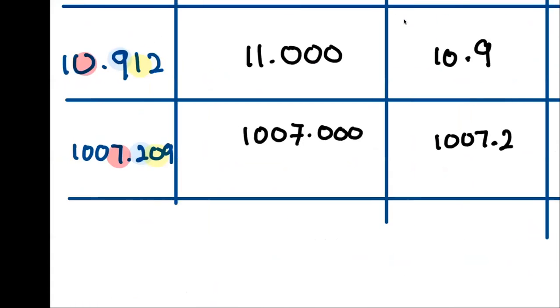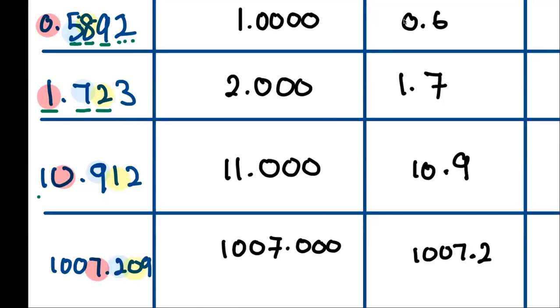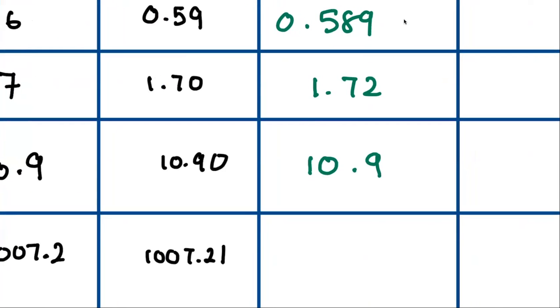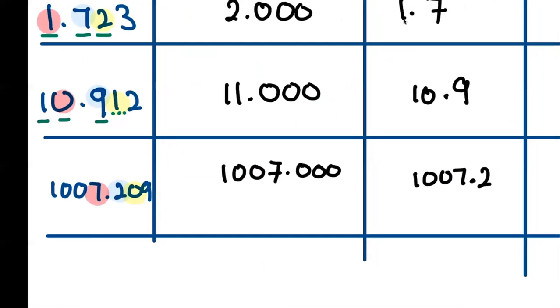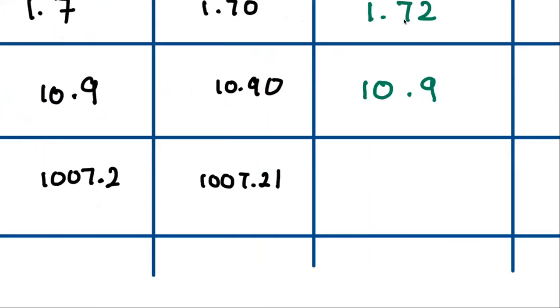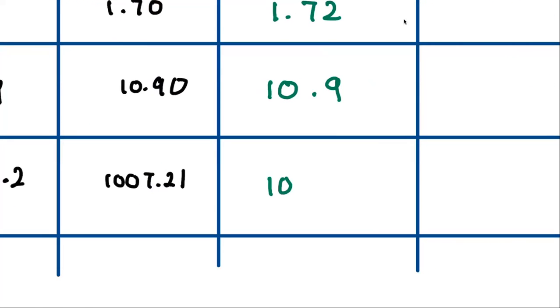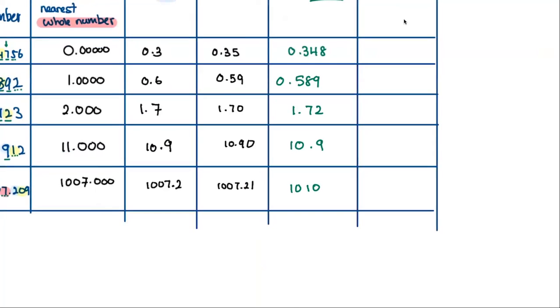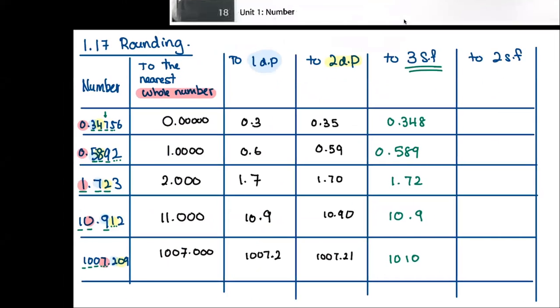Next one, bigger number. So start from the largest value. 1, 2, 3. So look at this one here. Okay, we cannot do anything, so it's 10.9. And last one, 1, 2, 3. You can look at this number here. So the answer will be 1010. That is for 3 significant figures.